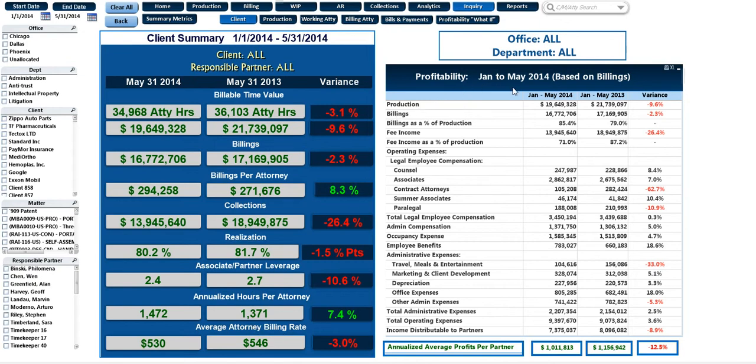Accompanying this is a statement of profitability. In this case, we're looking at accrual profitability based on billings, an approach which is intended to mitigate the impact of the timing of cash basis collections and disbursements. It also employs cost allocation methodologies based on this firm's preferences.